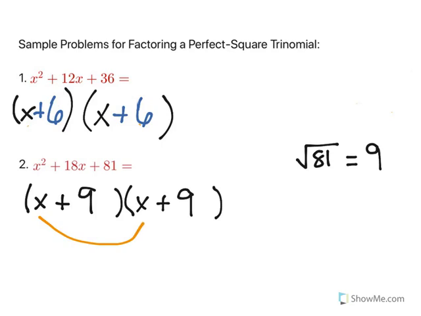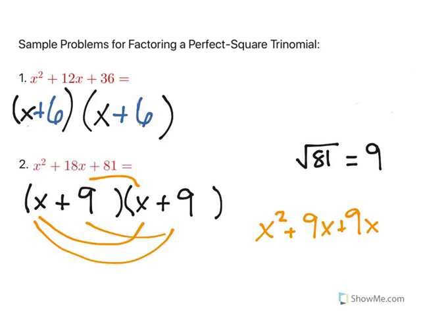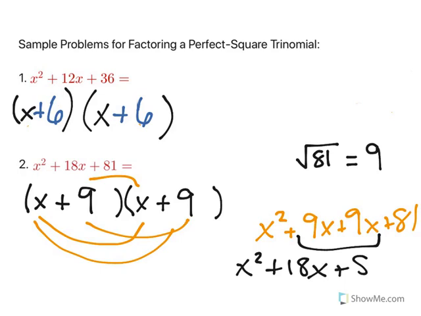Now we want to go back and check our work following the FOIL method. First, x times x is x squared. Outer, x times 9 is 9x. Inner, x times 9 is 9x. And last, 9 times 9 is 81. When we combine like terms, we will end with x squared plus 18x plus 81, which matches our original problem, and therefore we have checked our work.